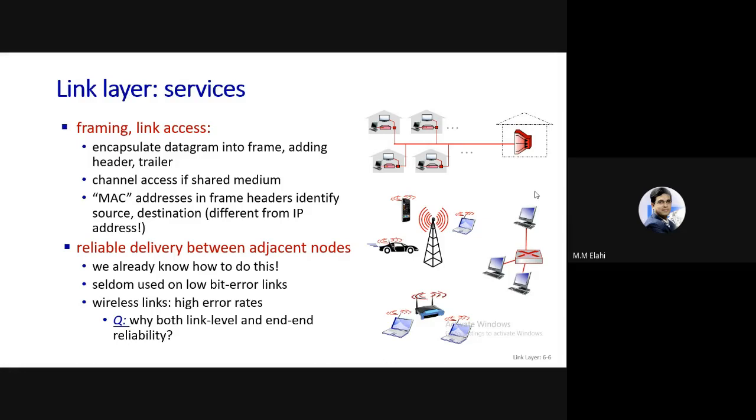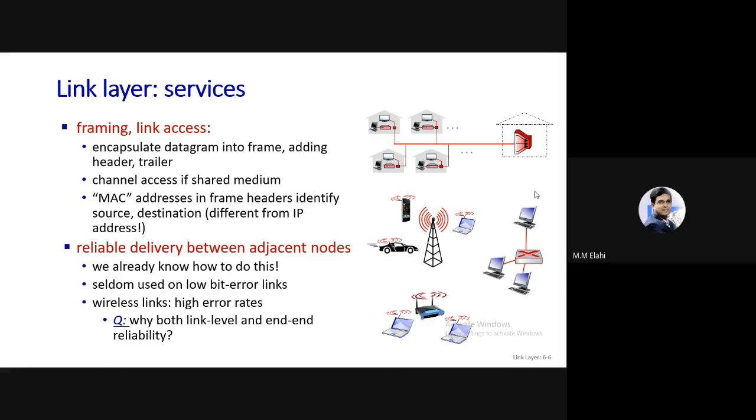Second one, reliable delivery between adjacent nodes. You can remember we have said two layers can provide reliability, right? One was the transport layer and the second was the data link layer. But the difference is the data link layer's reliability is not mandatory. So if there are 10 links, maybe 3 links provide reliability, and it's not for sure. So that's why we still need transport layer reliability on top of data link layer reliability.